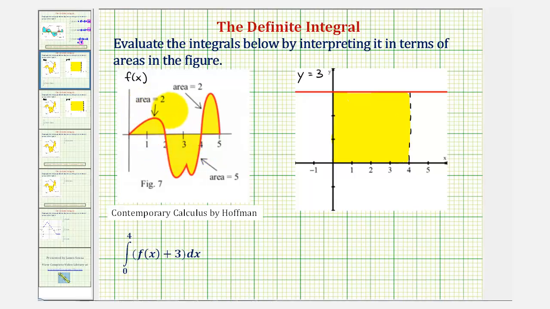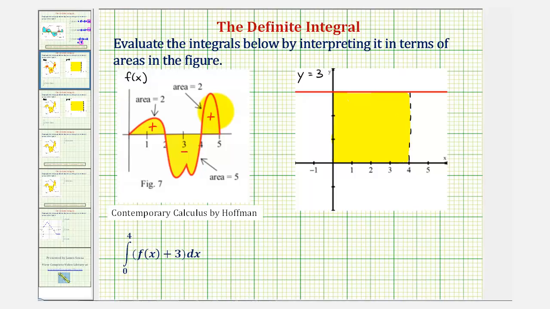So looking at the graph of f of x, notice on the interval from 0 to 2, the area is above the x-axis, so the definite integral would be positive over this interval. But notice on the interval from 2 to 4, the area is below the x-axis, and therefore the value of the definite integral would be negative over this interval. And then on the interval from 4 to 5, the area is above the x-axis again, and therefore the definite integral would be positive over this interval.